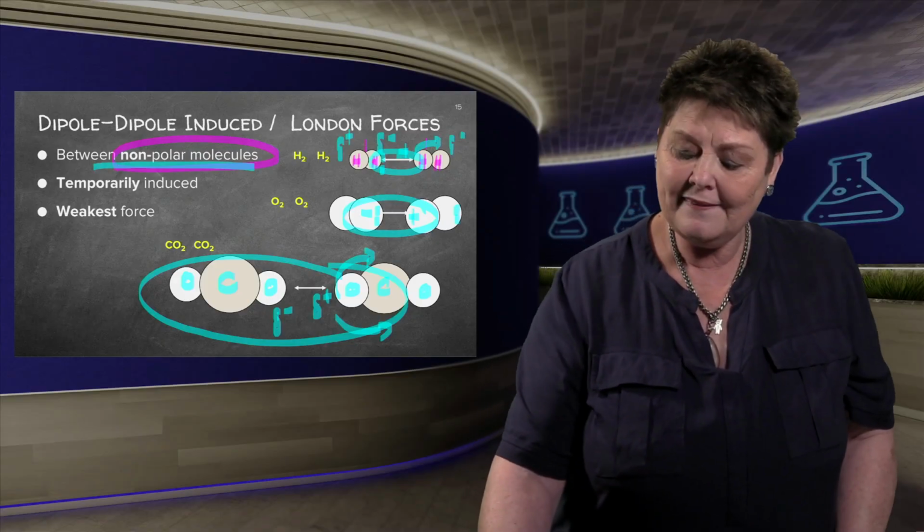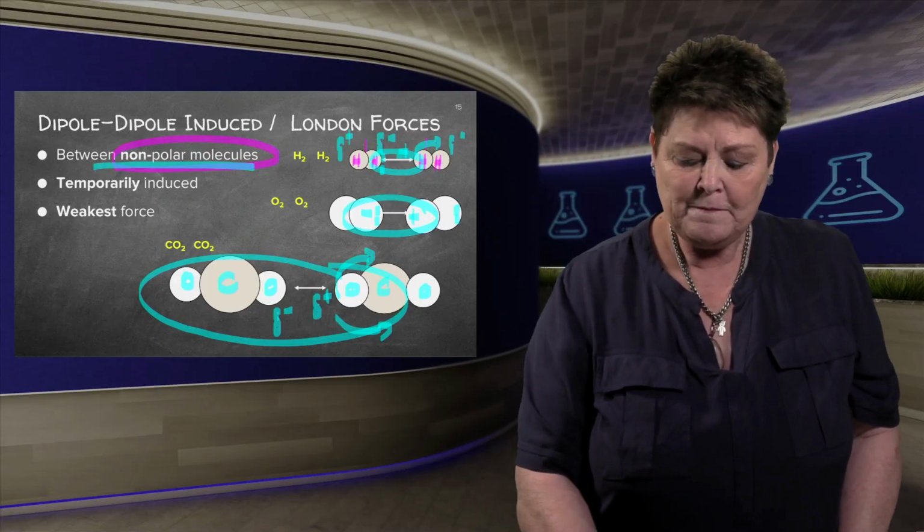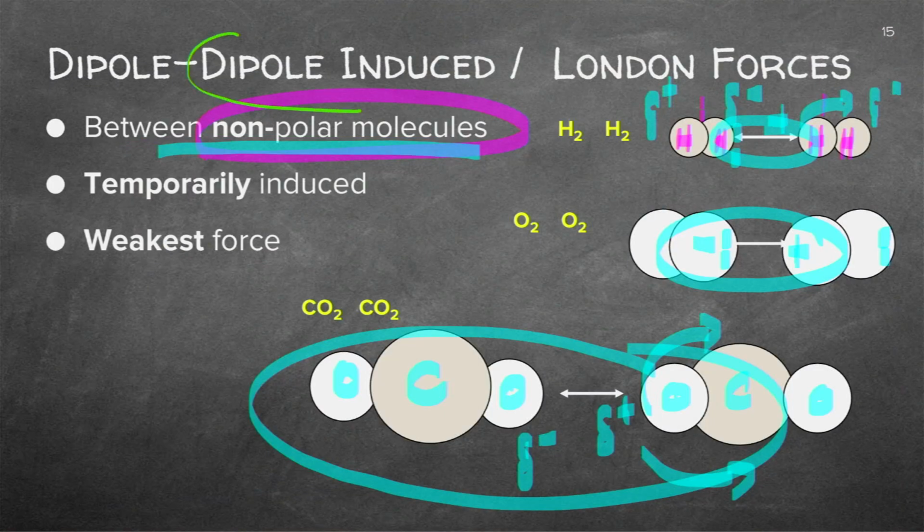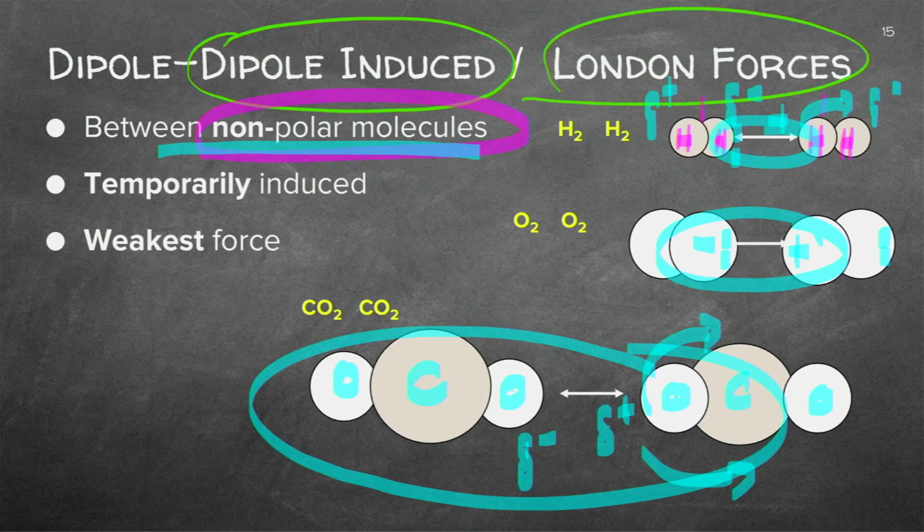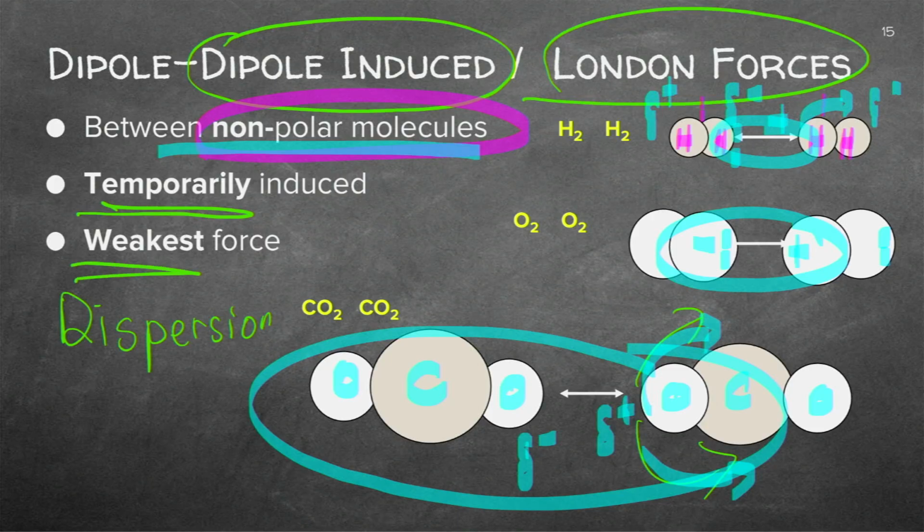Now there's actually 3 names for this force. It's a dipole-induced, or a London force, or in some textbooks you can even see the word dispersion. Now dispersion means it's spreading around, it's spreading the charge. It's very temporary and it's very weak.